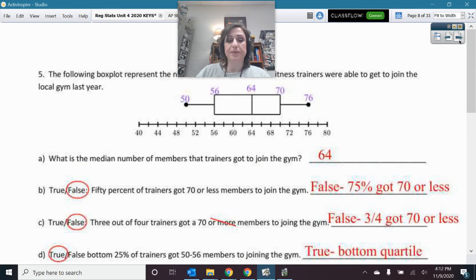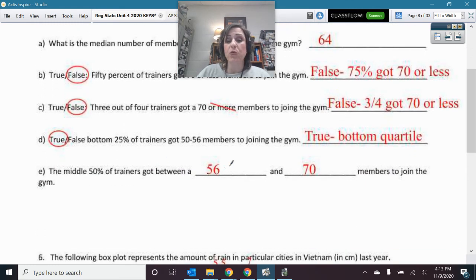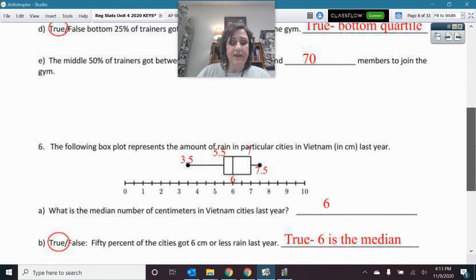And next, here we go. The median was our 64. This one was false because 75% got a 70 or less, because remember, there's 25% in each one of these sections. 3 out of 4 trainers did not get 70 or more. 3 out of 4 trainers, otherwise known as 75%, got 70 or less. So D is true. The bottom 25% was from 50 to 56. And that middle 50%, that IQR was from 56 to 70.